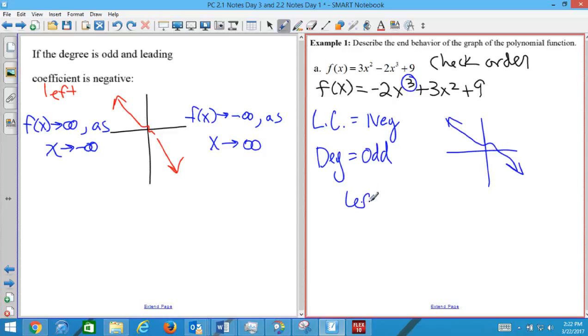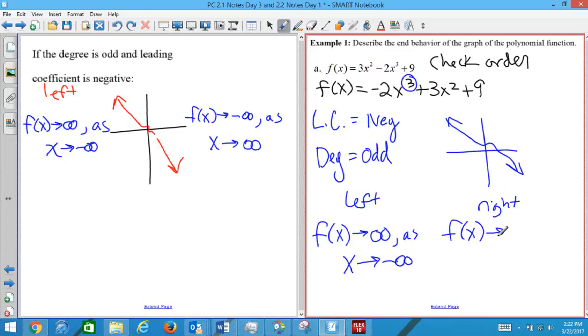So on the left side, f of x approaches what? Positive infinity as x approaches negative infinity. Left is always x going to negative infinity. And then f of x on the right side, f of x approaches negative infinity as x approaches positive infinity.